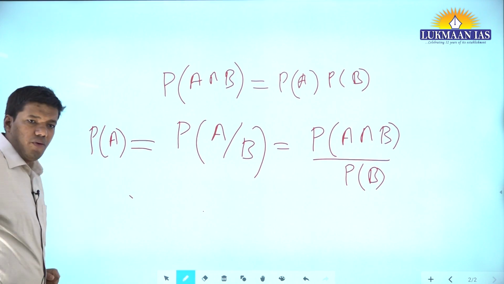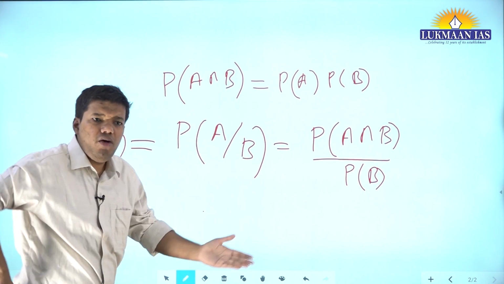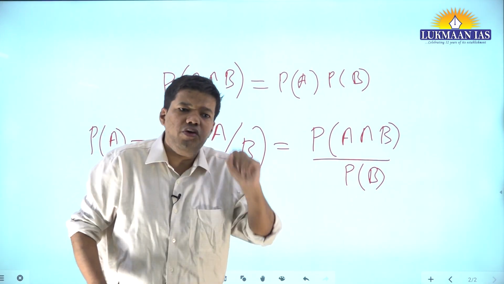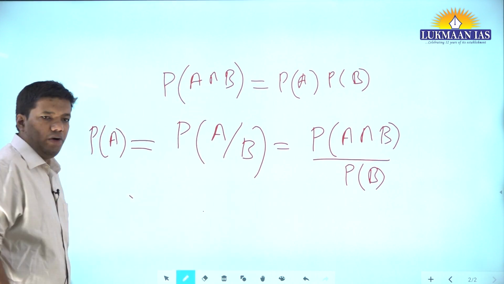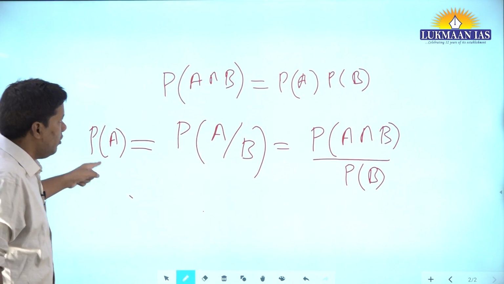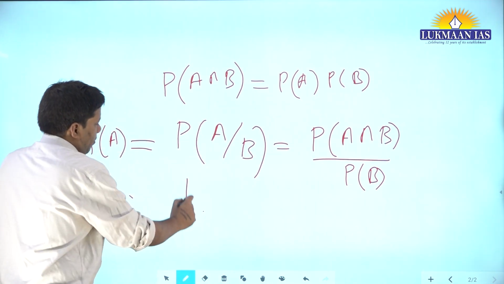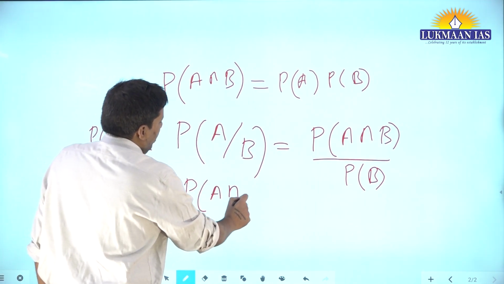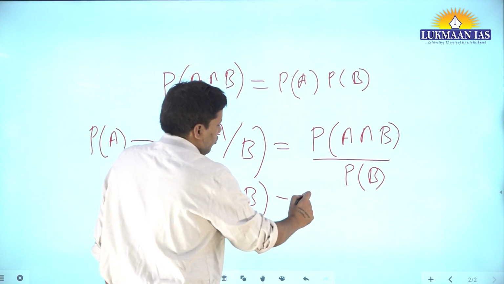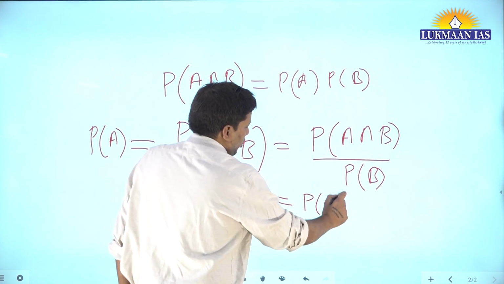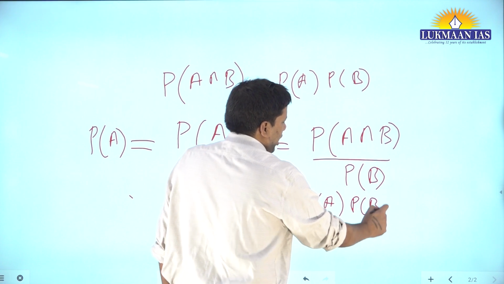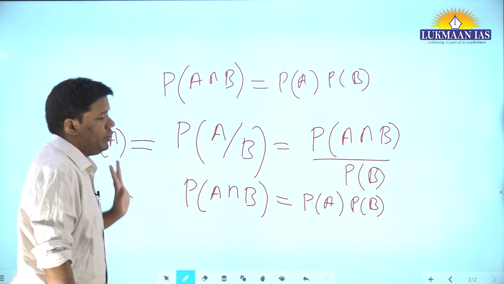Can I write this equal to probability of A? Because happening of B or not happening is making no difference, so the probability of A will remain probability of A, right? So if you compare these two things, this equation and that part, what will you write? Probability of A intersection B is equal to probability of A into probability of B. Any doubt about it? So always remember this condition, right?